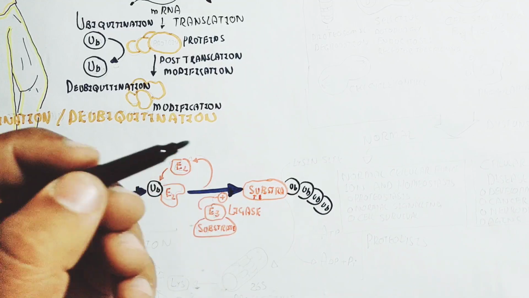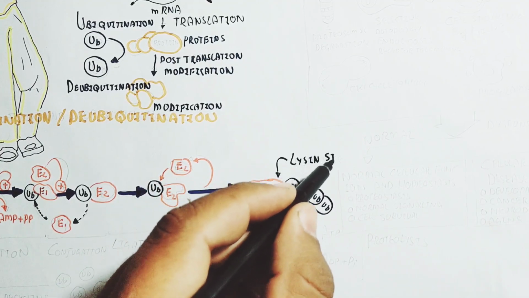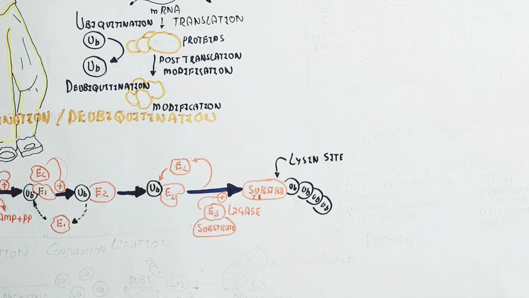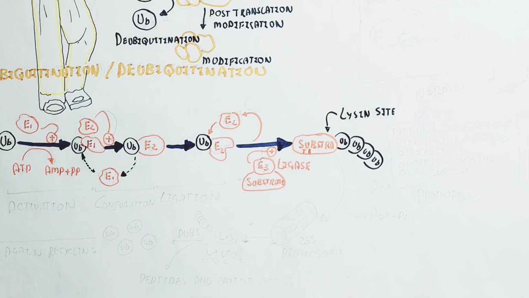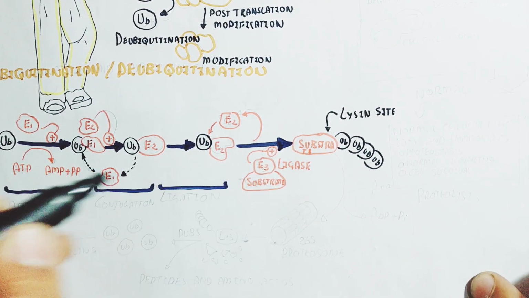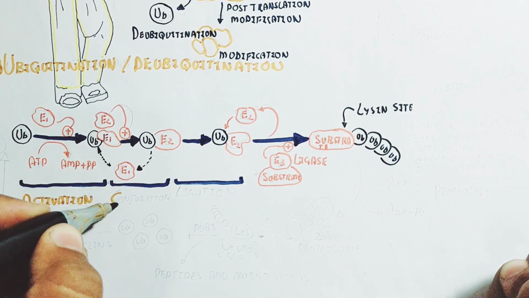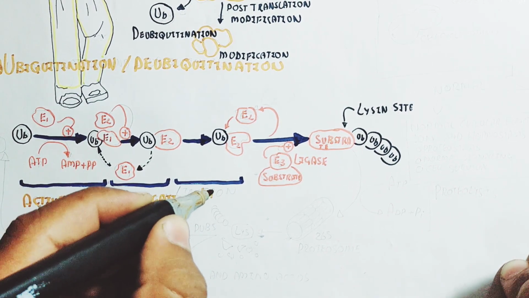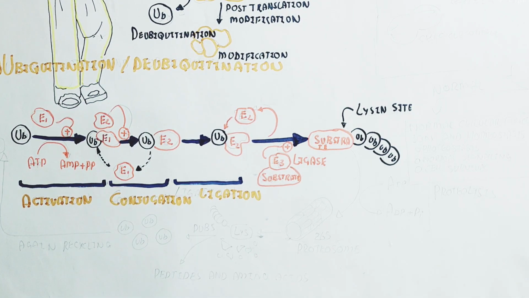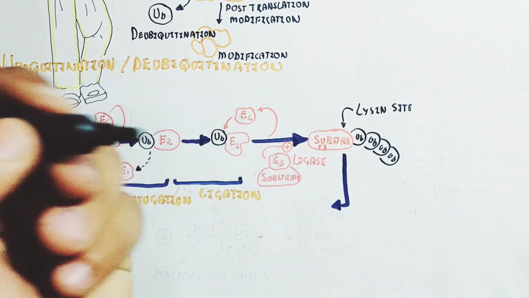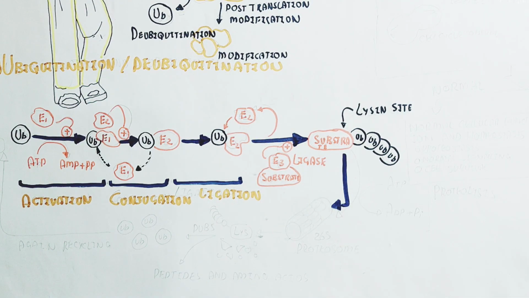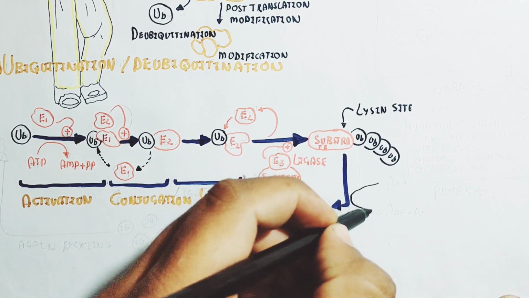So in this way, again and again the cycle leads to ubiquitin attached to the lysine site of the substrate protein. This protein is basically not required, suppose. So this is the activation, the conjugation and the ligation, which is required again and again to combine the ubiquitin chain for proteolysis. So let's understand how proteolysis will occur.